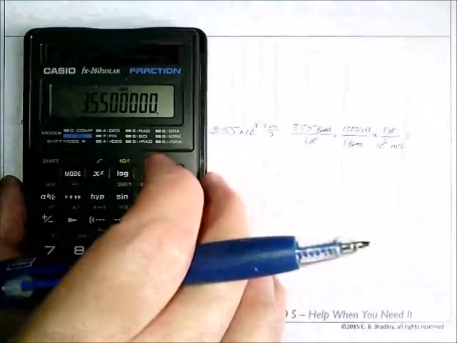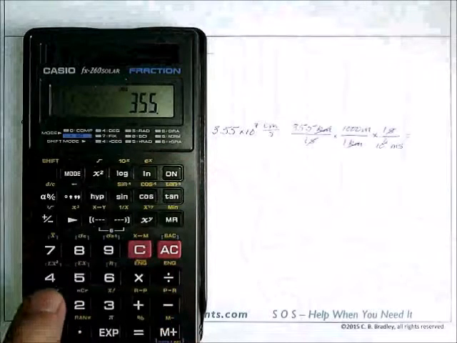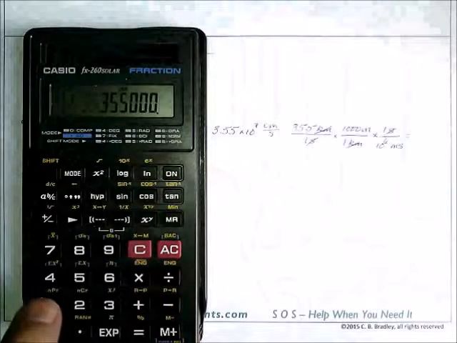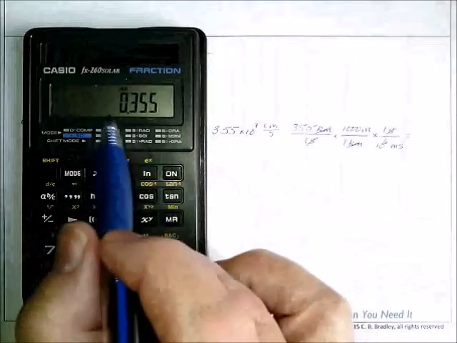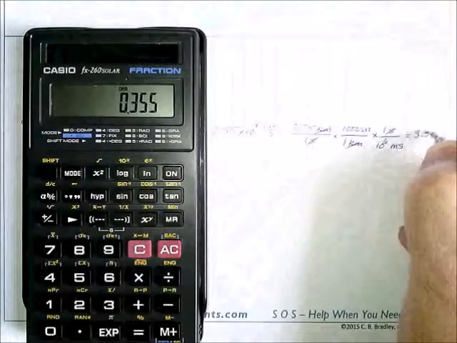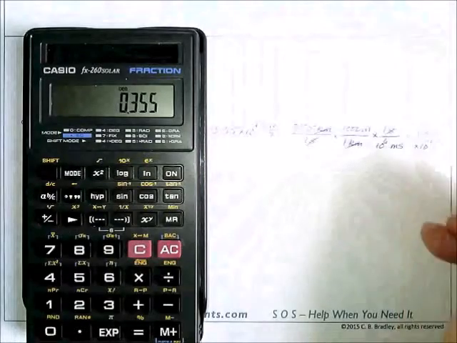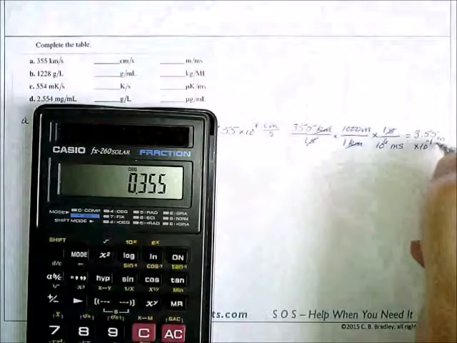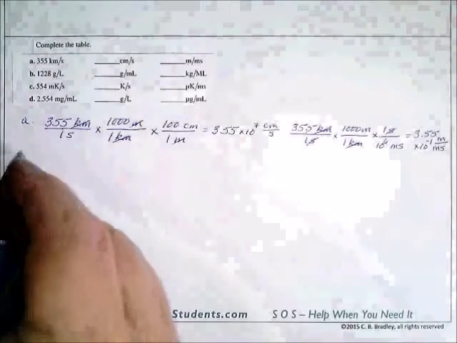Let's see, put this over here this time. Multiply by 1,000. Divide by 1E6 equals 0.355, or 3.55 times 10 to the minus 1, and we want meters per millisecond. I'll have to space the next one a little more tightly.